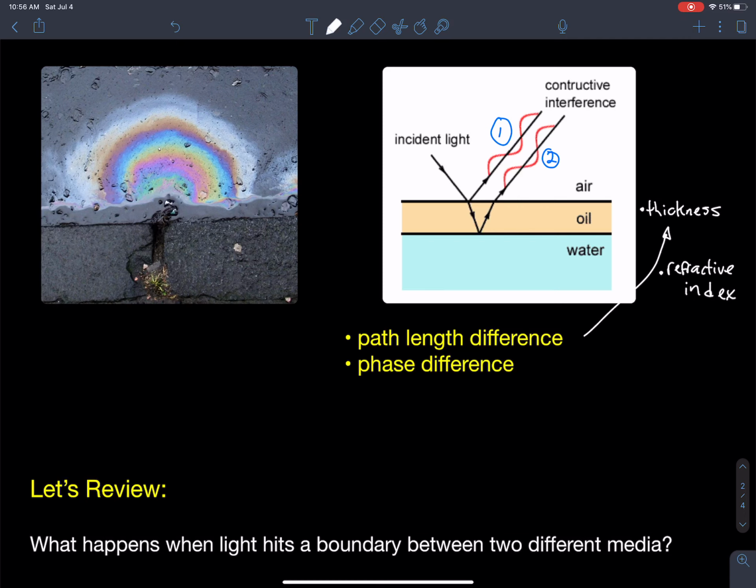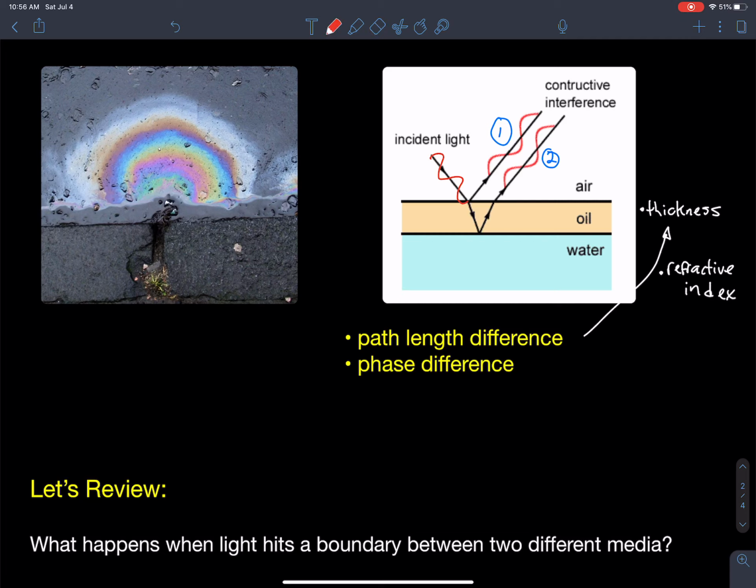Okay, let's imagine the light enters as a trough. So it's entering that boundary as a trough. When that trough reflects, does it remain a trough or does it become a crest? Does it undergo a phase shift? Well, the answer to that is looking at the density of the medium that we're going from.